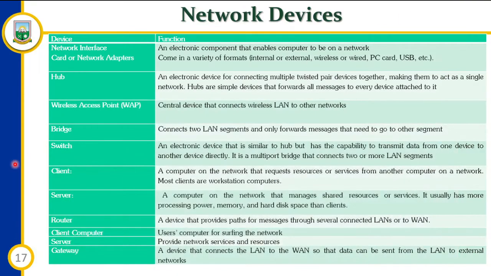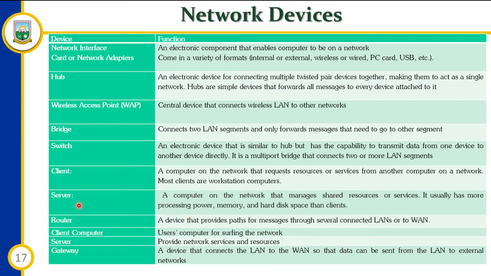So when we talk of a client, we mean a computer on the network that requests resources or services from another computer, which is also on the network. Once the server is not on a network, it can't give any information to any of these clients. Most of the clients that we see are workstations. I told you what a workstation is. The computers in the lab are also termed workstations. A workstation can be a laptop or a desktop. The mobile phone can even be a workstation in one way or the other.